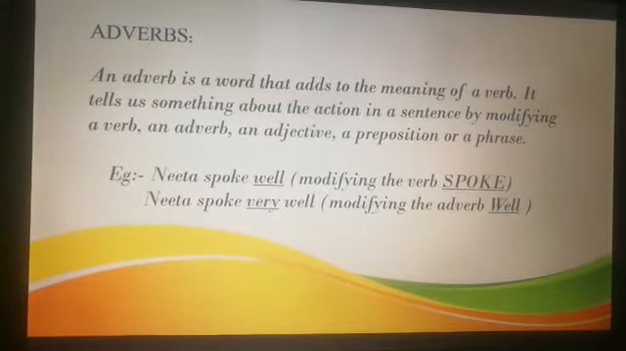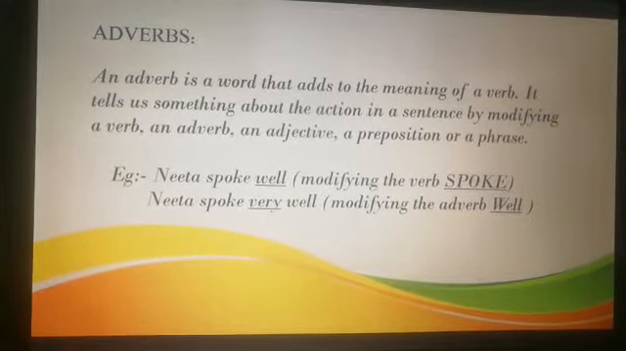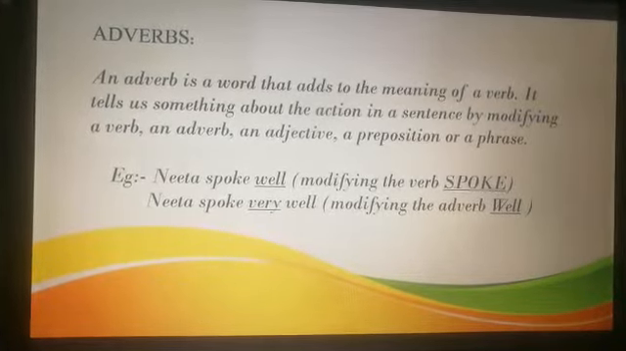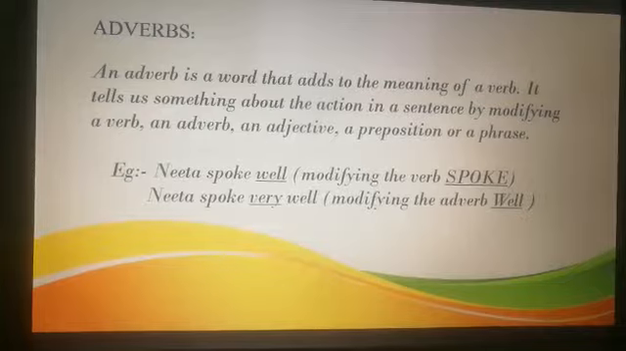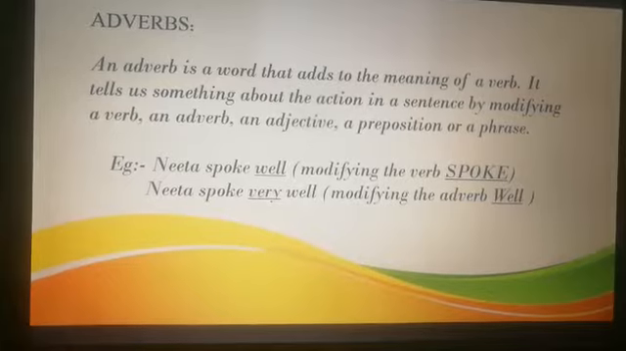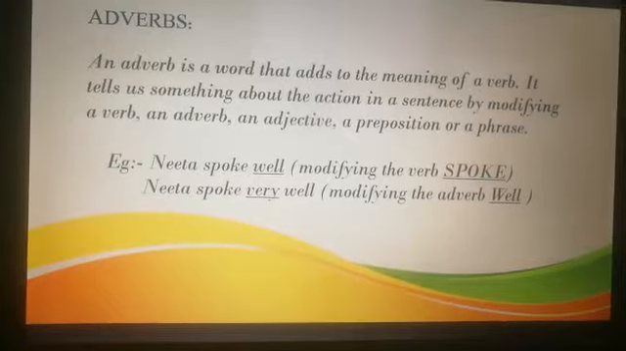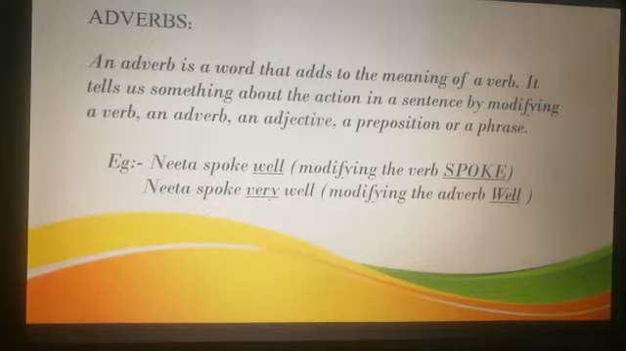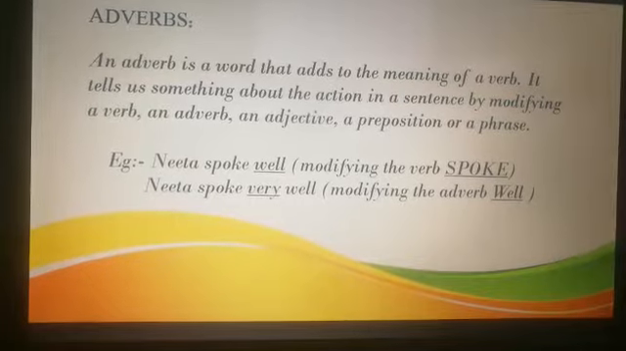Sometimes an adverb also modifies a whole sentence. For example, honestly, I did not mean to offend you. Here, honestly is the adverb and it is modifying the entire sentence. For example, Nita spoke well. It is modifying the verb spoke. Nita spoke very well. Here, in the second sentence, it is modifying the adverb well.